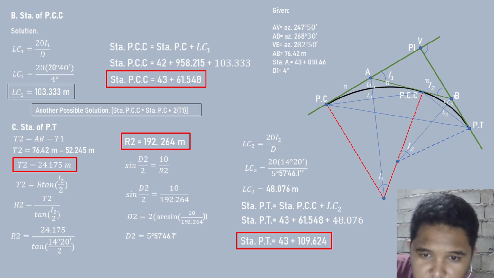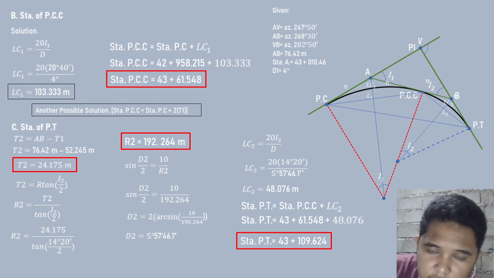We can now compute the length of curve using the formula 20 times I over D, where we use I sub 2. So, length of curve 2 is equal to 20 times 14 degrees 20 minutes all over 5 degrees 57 minutes and 46.1 seconds. So, our second length of curve is 48.076 meters.